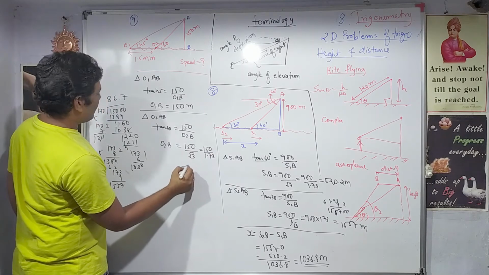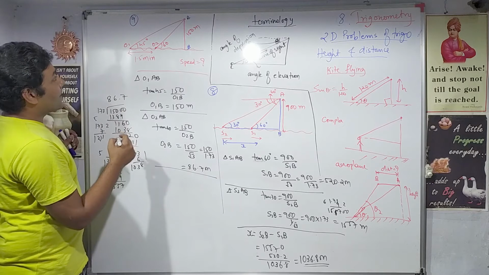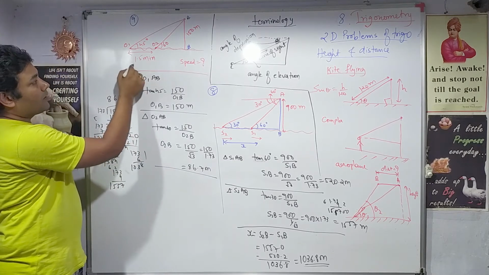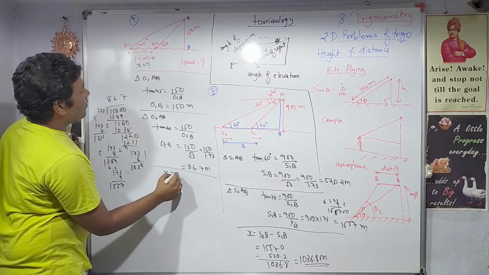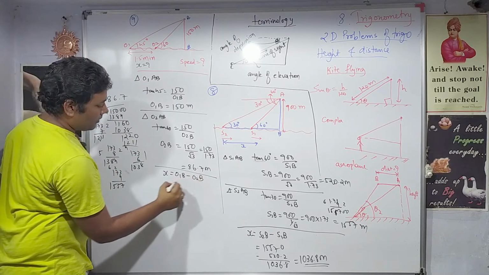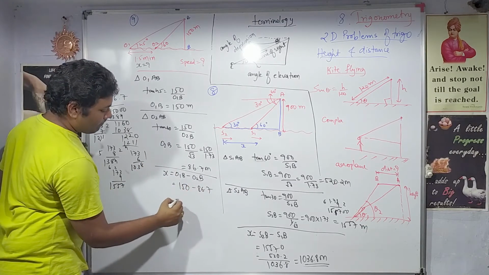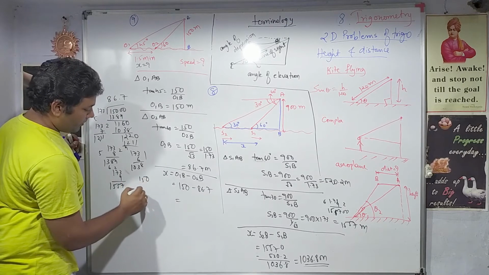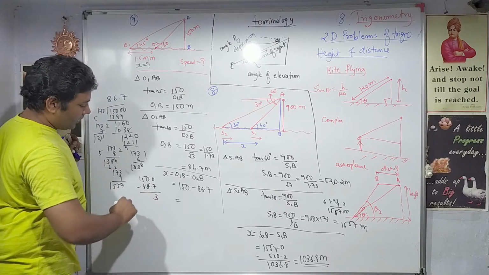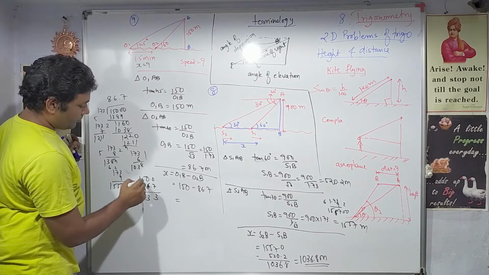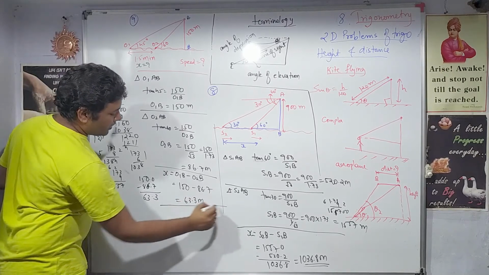So this division is giving me 86.7 meters, right? So let me find out the distance. I have to calculate speed. So here distance has to be found out. So distance will be O1B minus O2B. O1B is 150 minus 86.7, right? 150 minus 86.7, 63.3 meters.